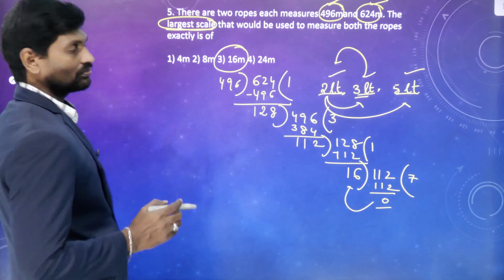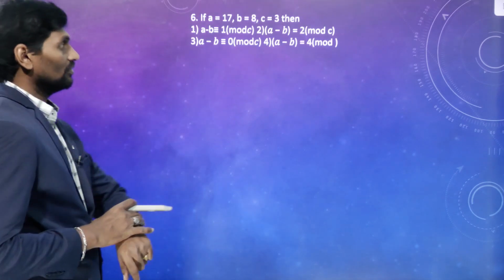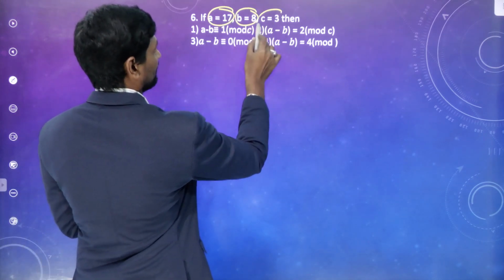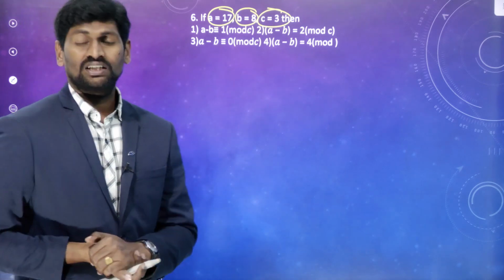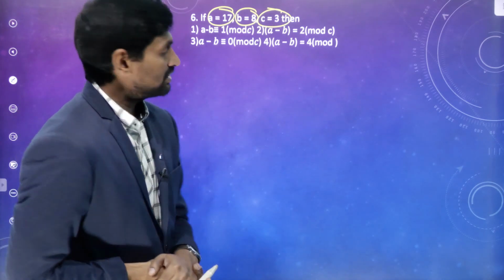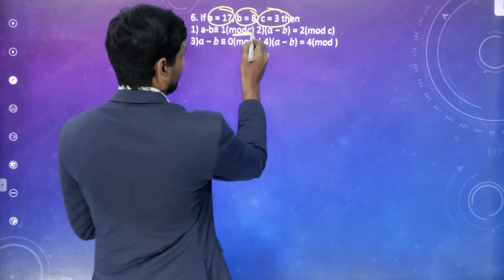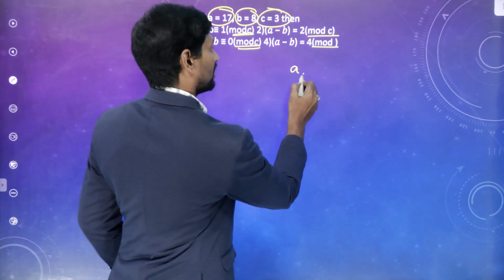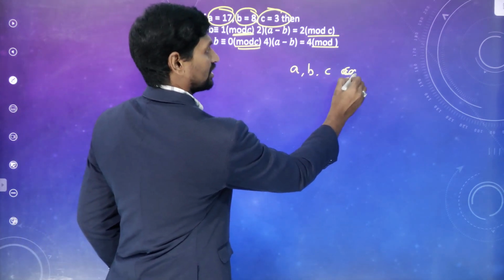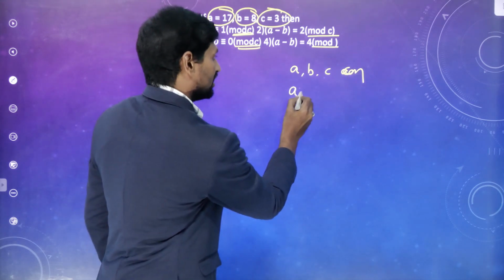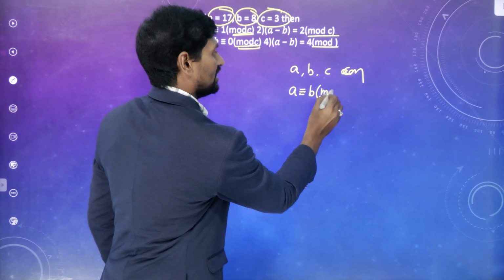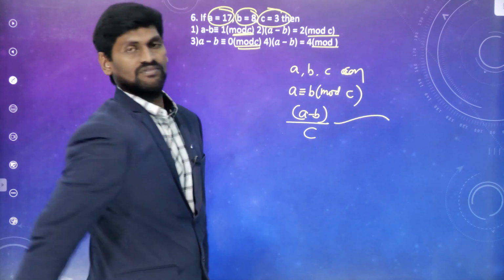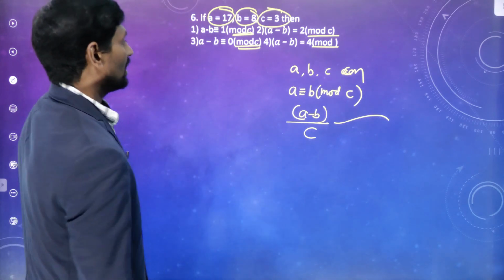Let us see the next problem. A value is 17, B value 8, C value 3. Then check the 4 options, the modulo C, all are given in terms of C. When is it possible? If A, B, C can be written in the form of congruence, A is congruent to B modulo C, that means A minus B should be divisible by C, then only it will work out. Let us apply this.